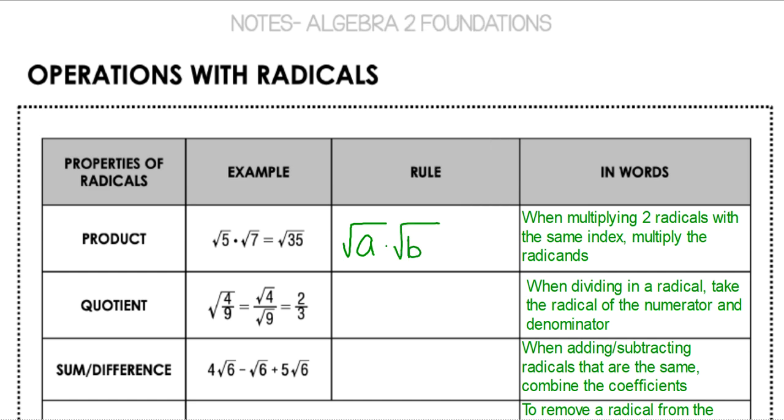so it can't be a cube root times a square root or a fourth root times a cube root. It has to be the same type of radical. I can combine those into one radical.